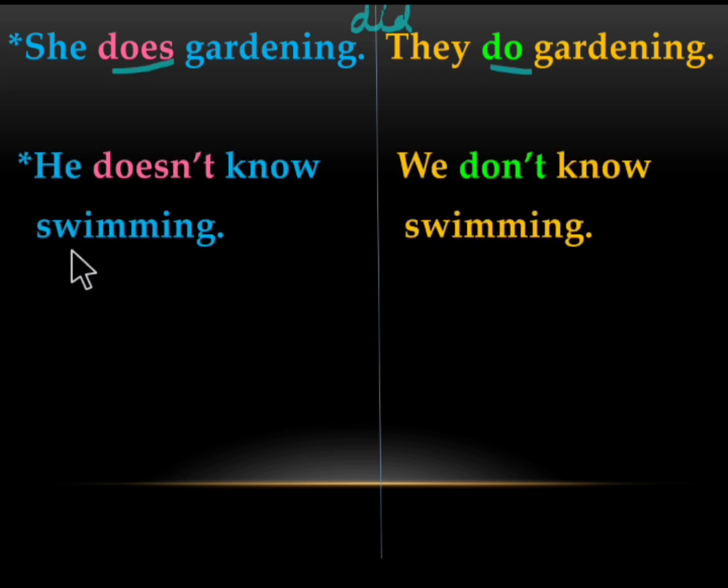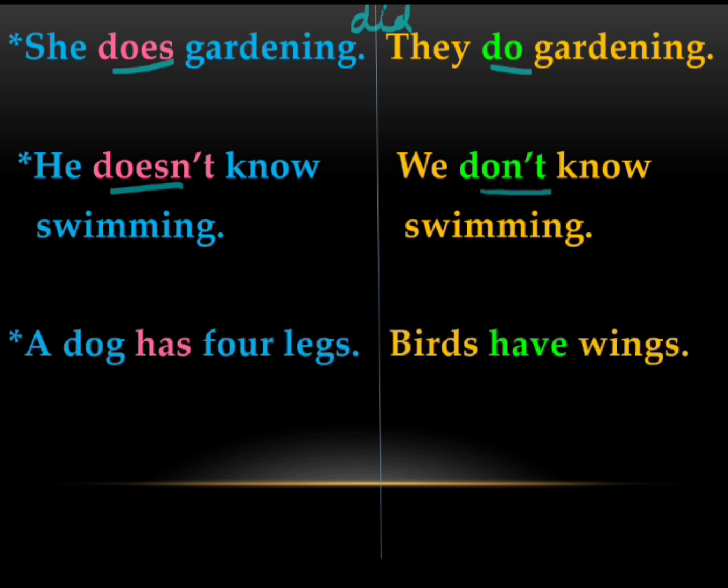He doesn't know swimming. He is singular, so does, and the negative form doesn't. Here we is plural, and so we use the plural do verb with the negative form don't. Next, the agreement with have verbs. A dog, this is singular, so we use has. A dog has 4 legs. Birds is plural, so we use have. Birds have wings.